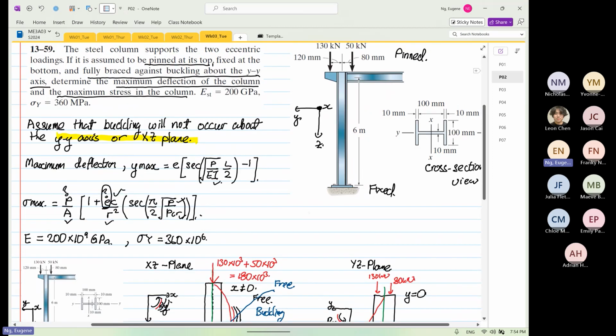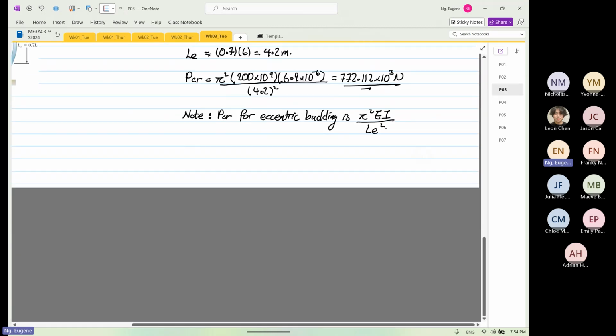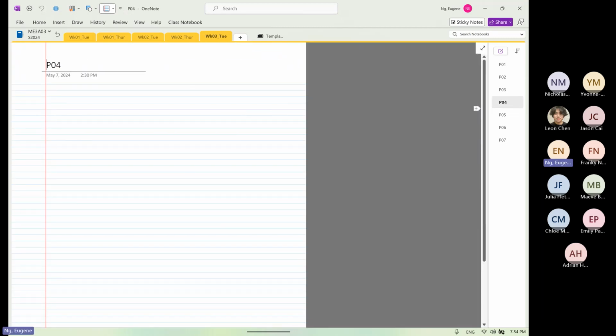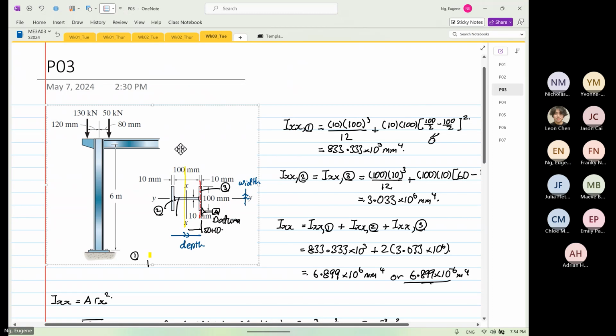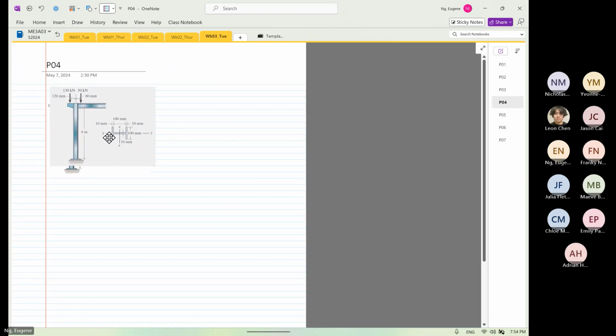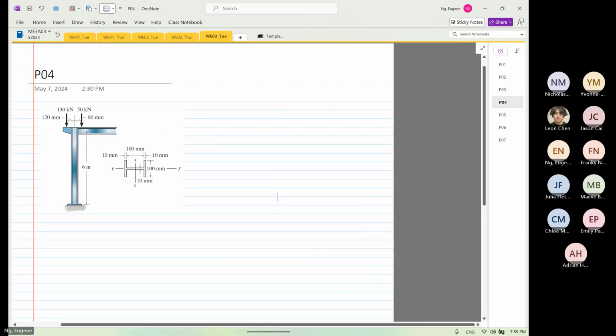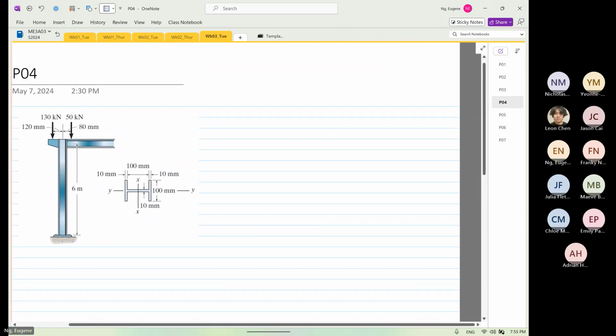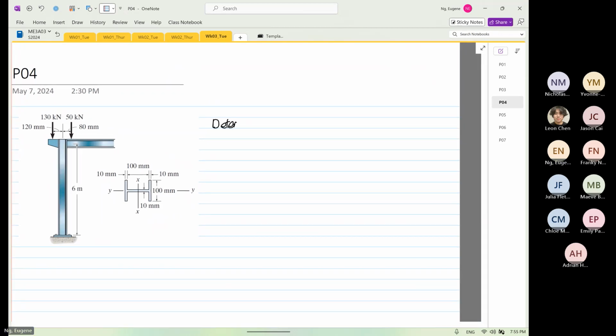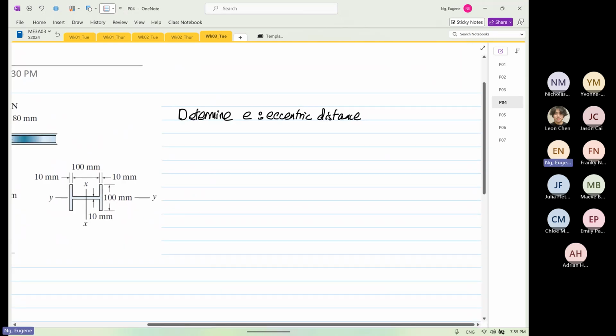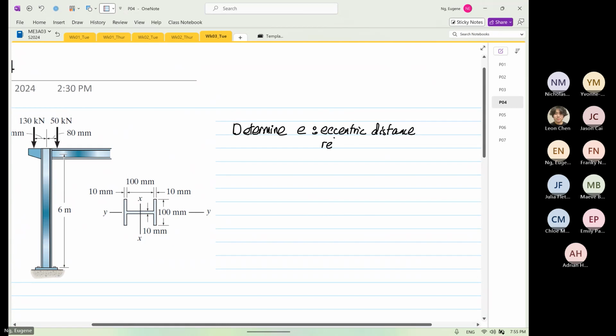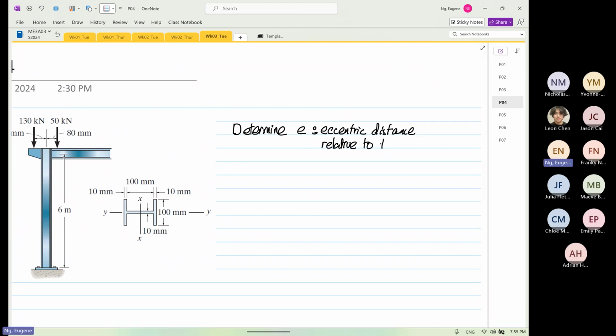Okay. Now this question is a bit tricky. Let me tell you why. So now we are going to, let me get the diagram across. So the next thing we have to determine is E, which is the eccentric distance. Okay. So the eccentric distance is relative to the centroid.